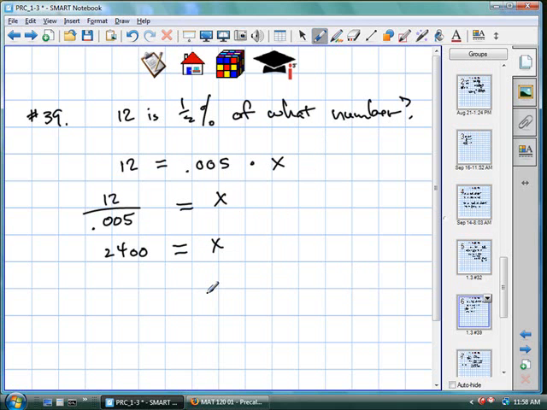Here's another sample from the assignment, number 39. 12 is 1/2% of what number?